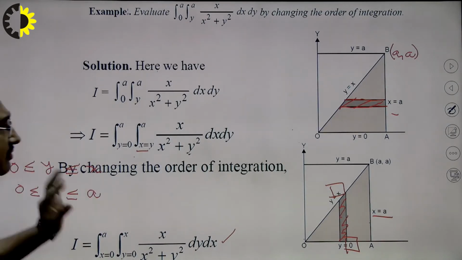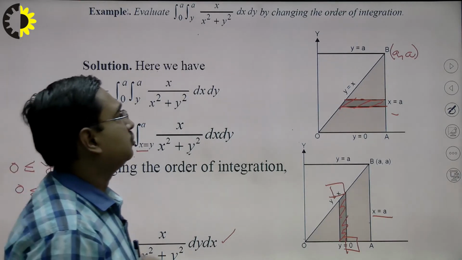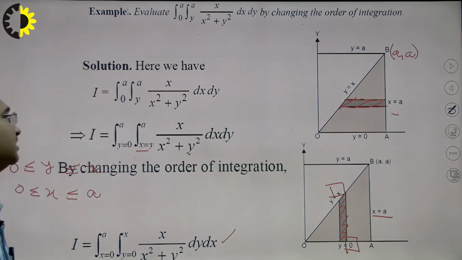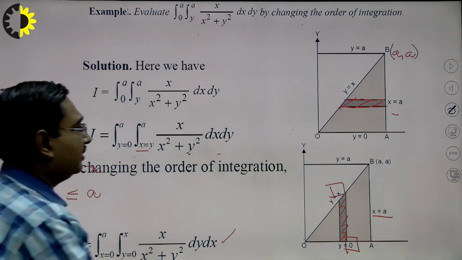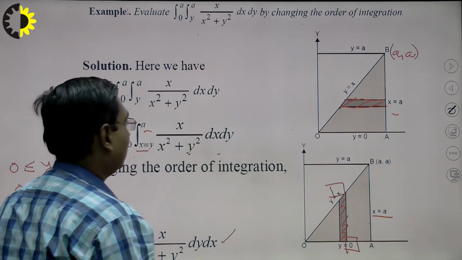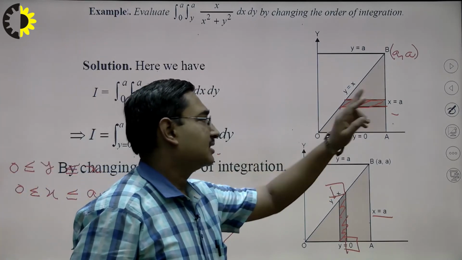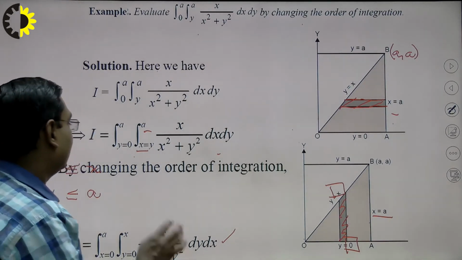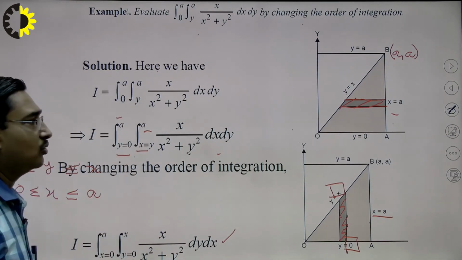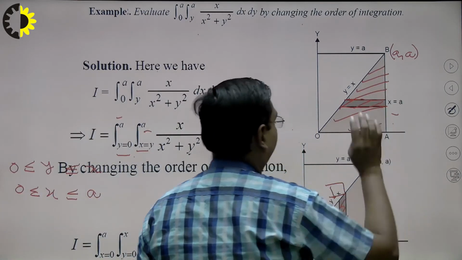Let me sum up this part once again. This integral was given, and we were looking to change its order of integration. For this, first of all, I drew the region of integration. x equal to y is this line, x equal to a is this line. The region between these two lines was to be considered, and the part of the region to be considered is from y equal to 0 to a. So this is our region of integration.